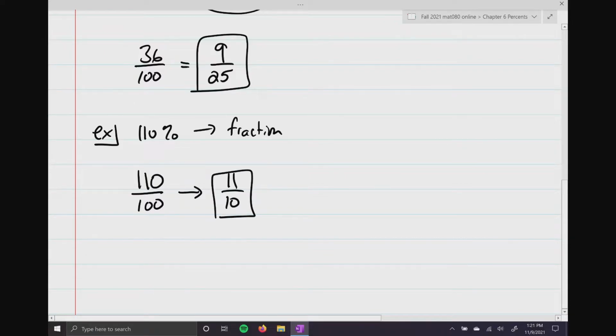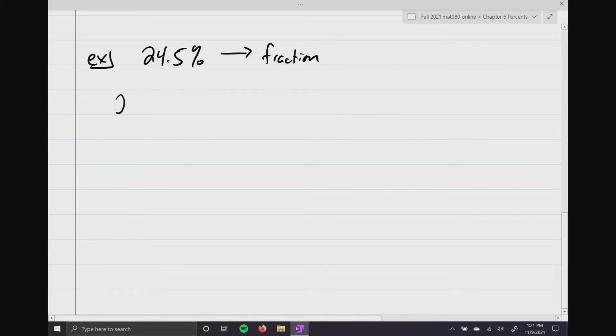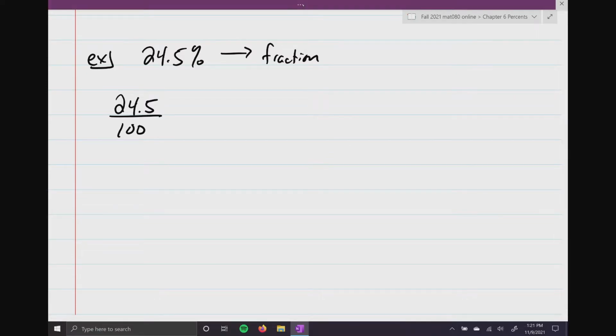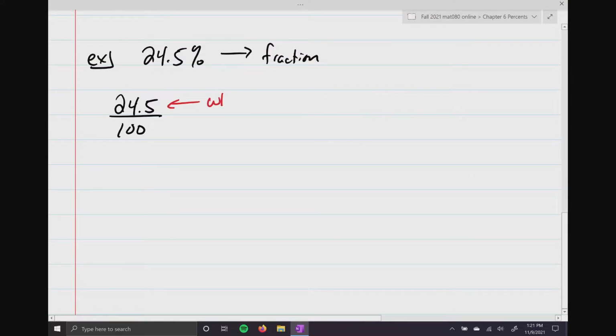Okay. And this technique, we're not limited to whole numbers. We could also do something like 24.5% into a fraction. And when you do something like this, what you're going to want to do is write 24.5 over 100. And now we're going to make that 24.5 a whole number. And in order for us to do that, we're going to take 24.5 over 100 and multiply this by 10 over 10.